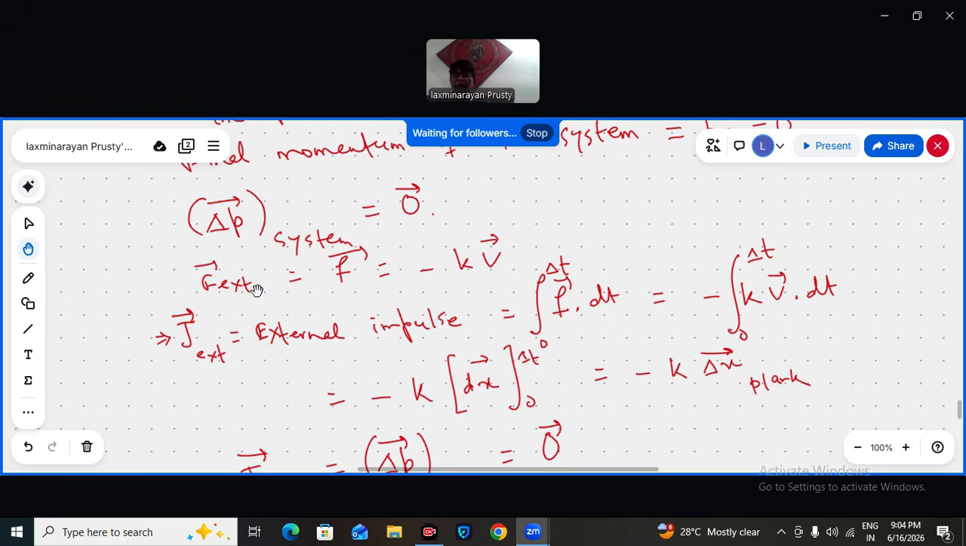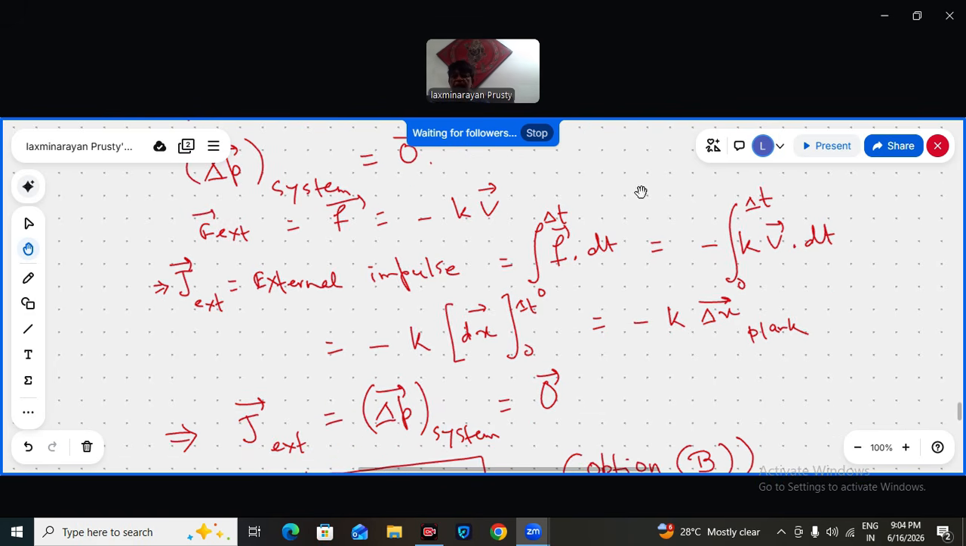So what is the external force on the system? Only friction between the ground and the plank, that is minus k V bar. So what is J external then? Impulse, external impulse, that is the integral of F bar dot dt from 0 to delta t, where delta t is the duration of the motion. Minus k V bar dt. V bar is the velocity of the plank. V bar dt will be dx bar. So minus k outside, V dt is dx bar, from 0 to delta t, it will be delta x of the plank.